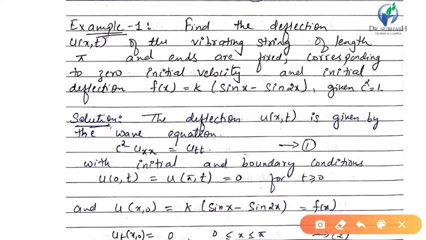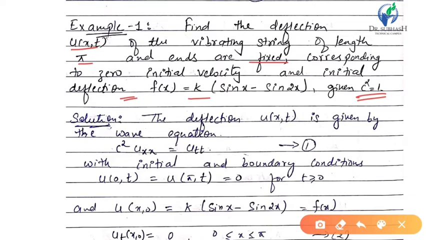Okay. Now see the first example. Find the deflection u of (x, t) of the vibrating string of length pi, where the ends are fixed, corresponding to 0 initial velocity and initial deflection f(x) equal to k (sin x minus sin 2x), given that c square equal to 1. What we have to find? We have to find u of (x, t). Length we are given as pi.